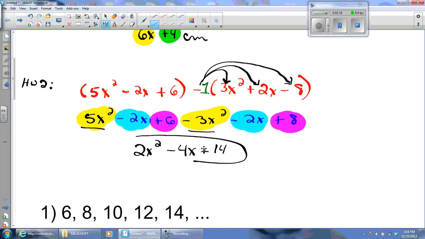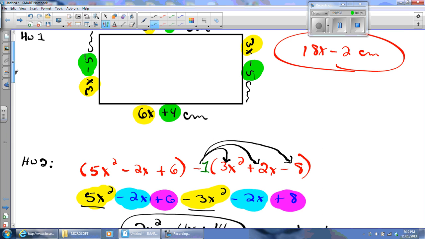And there you go. By the way, this answer would be a quadratic trinomial. And the answer above would be a linear binomial. And there you go, piece of cake.